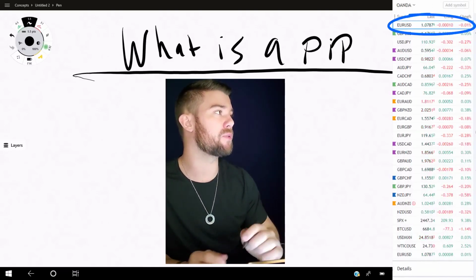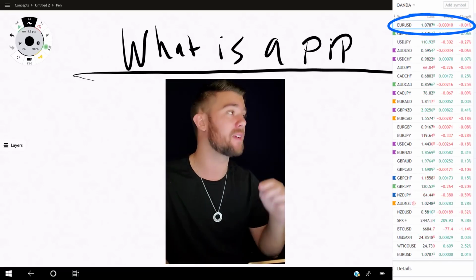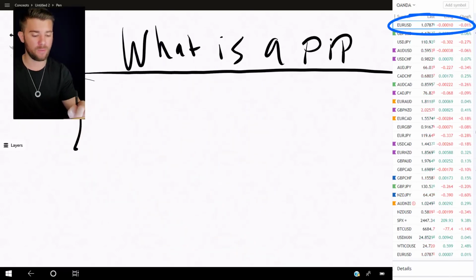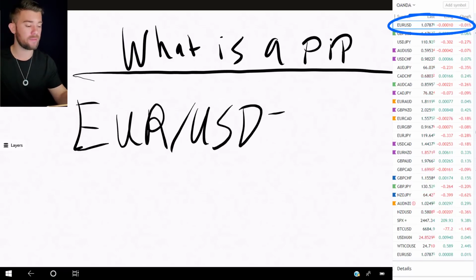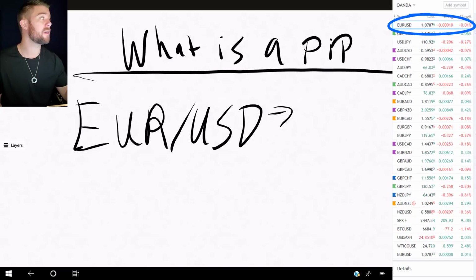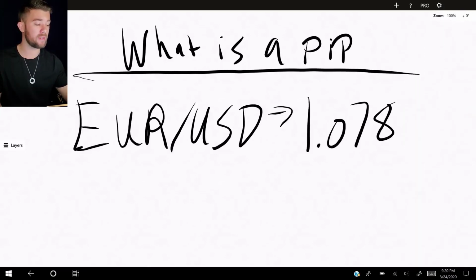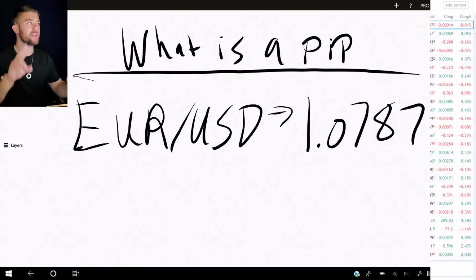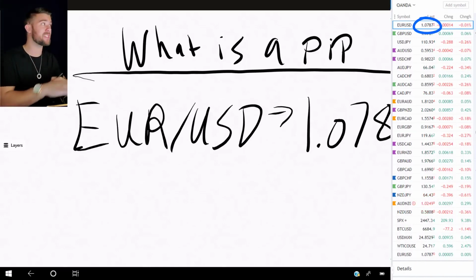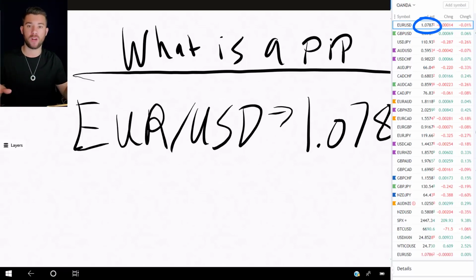Right now, you can see that the euro dollar last price is 1.0787. So let's write that down. We have the euro dollar at a price of 1.0787. And you can see on that currency as well that there is a smaller number as a fifth decimal, a smaller number that's 2 right now in red. That's a fractional pip. We're not going to worry about those at all.